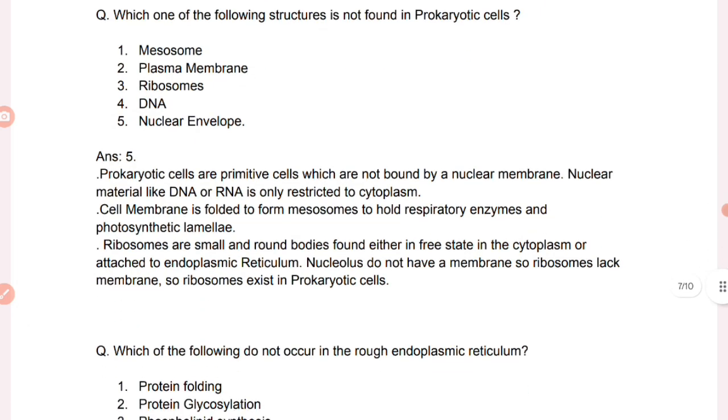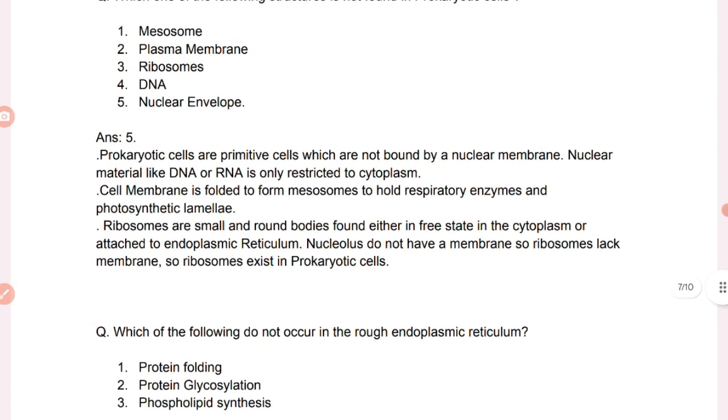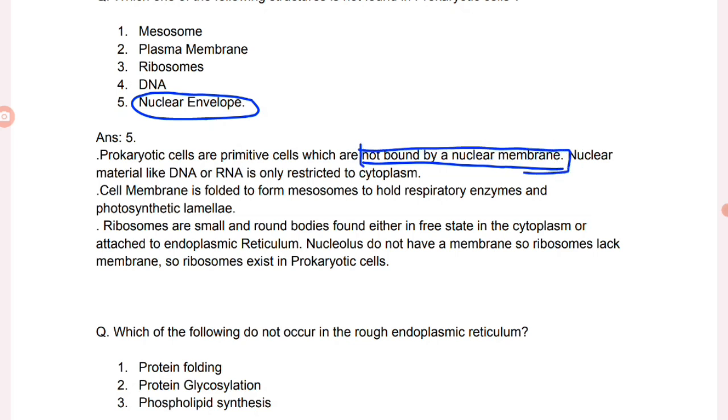Okay. So the next question, which one of the following structures is not found in prokaryotic cells? What is not found? Nuclear envelope. Okay. So prokaryotic cells are primitive cells which are not bound by nuclear membrane. This is the basic difference between a prokaryotic and a eukaryotic cell.